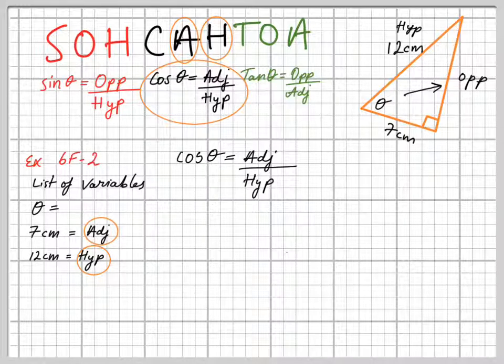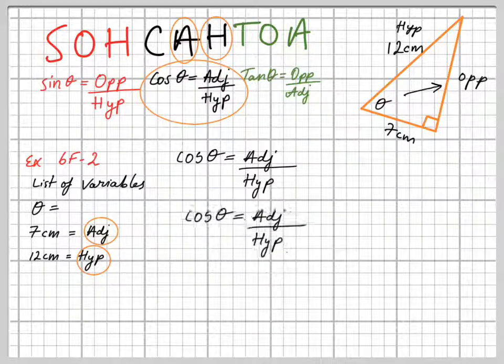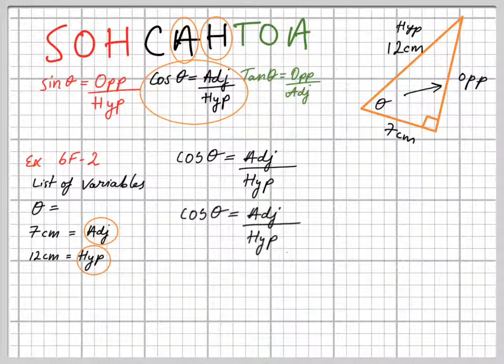I'm going to just copy this again and paste it, and I'll put it here like that, and in red I'll put the adjacent, which is 7, and the hypotenuse, which is 12. So therefore cos theta is equal to 7 over 12. Now, our aim is to get rid of the cos and just get theta by itself. So the step that we're going to take here is to inverse cos on both sides.